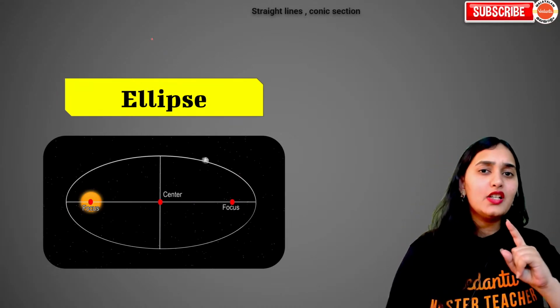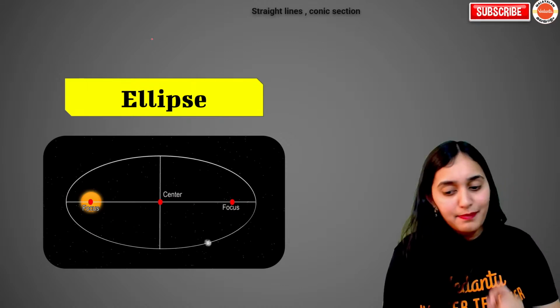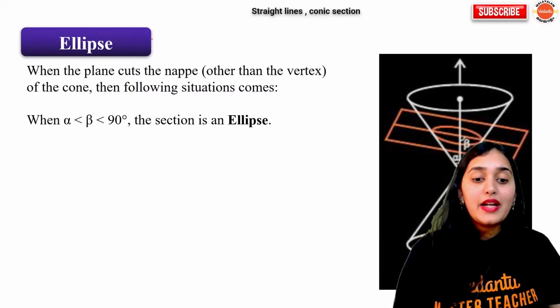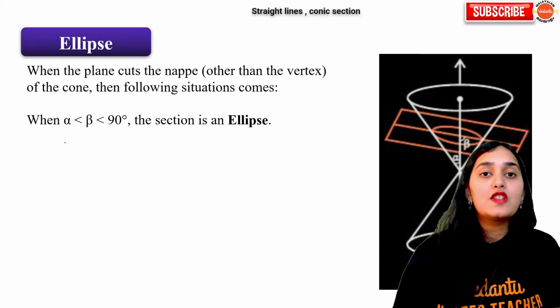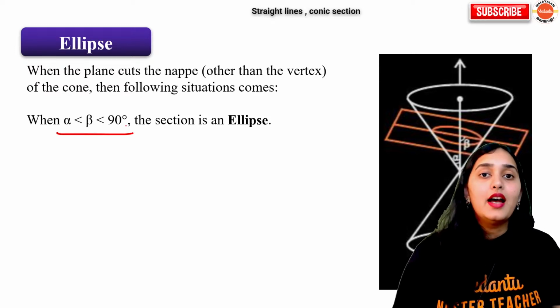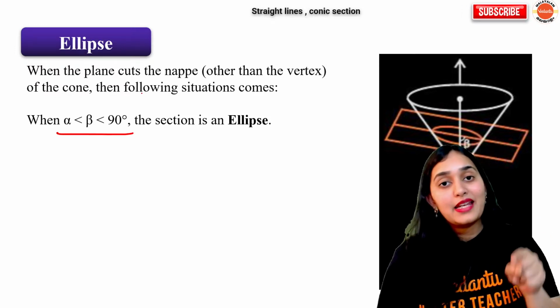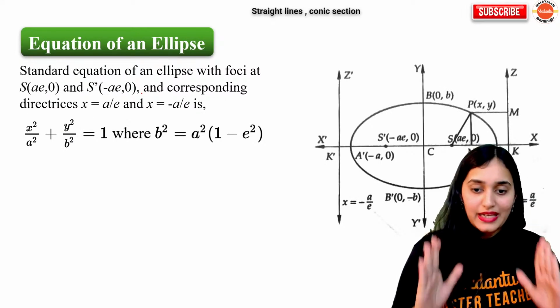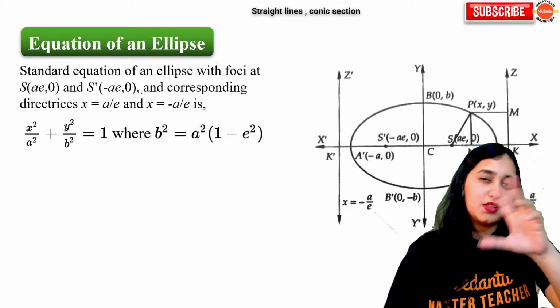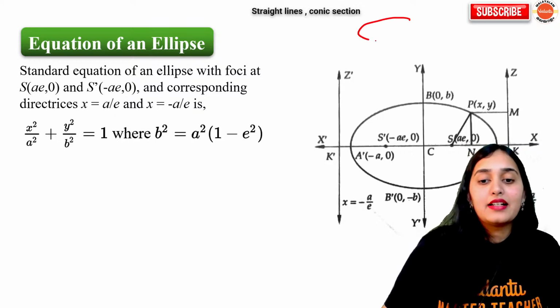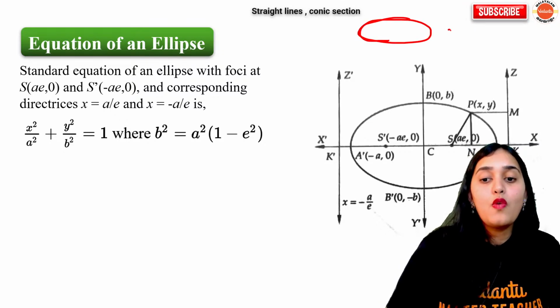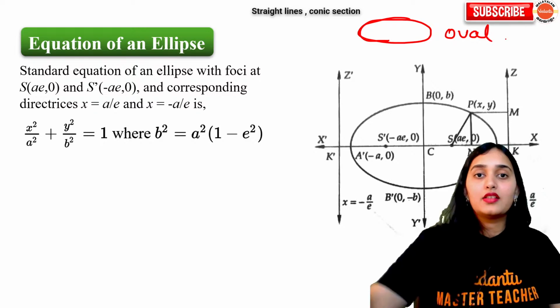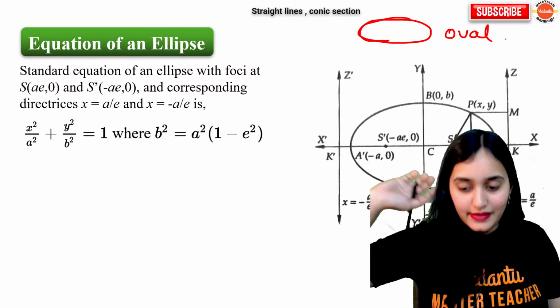Now let's move on to ellipse and hyperbola. Okay, now what is an ellipse? Ellipse is formed when the alpha is less than beta and both of them are less than 90 degrees. Now the equation of the ellipse. First of all, ellipse looks like what? It is like this oval shape, like the orbit of the solar system.